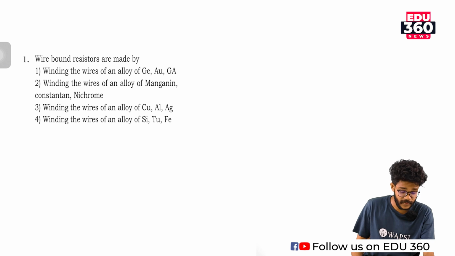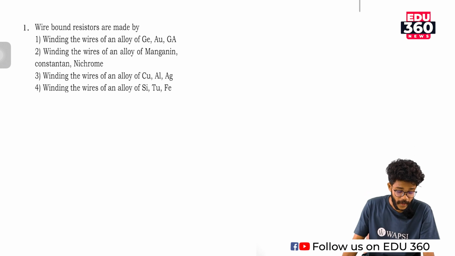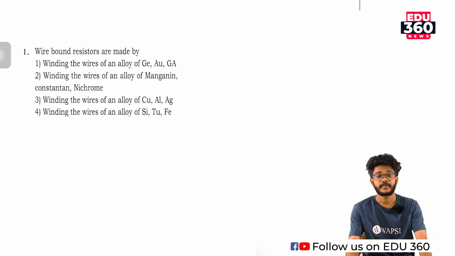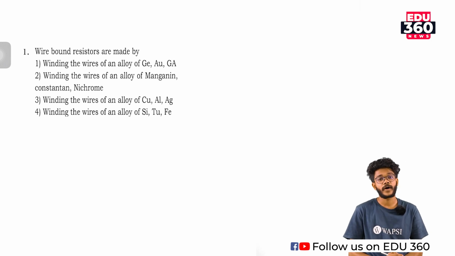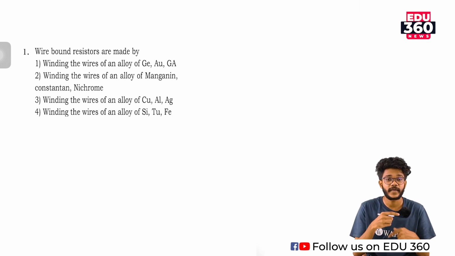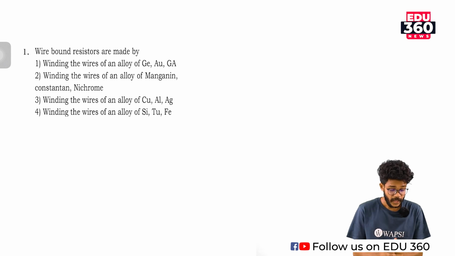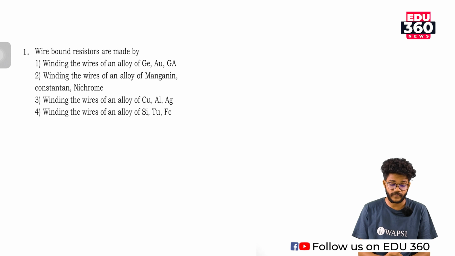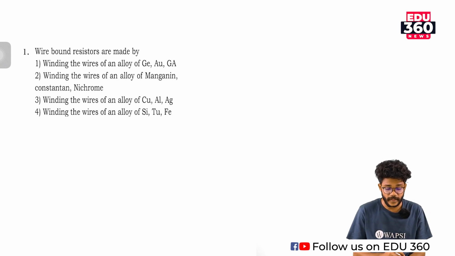Okay, here is the first question. Wire wound resistors are made by... what is meant by wire wound resistors? The resistors made up of wire. Okay, so the first option is winding the wires of an alloy of germanium, aluminum and gallium.